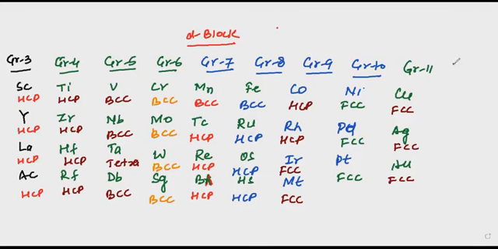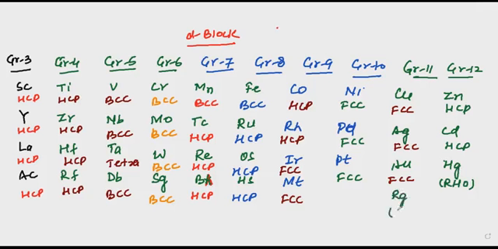This is zinc, cadmium, and mercury. They are all HCP, but some writers say that mercury is rhombohedral. Clear? One of the elements is also present over here, which is not discovered, Rg. This is BCC, and here Cn is also HCP. Clear?